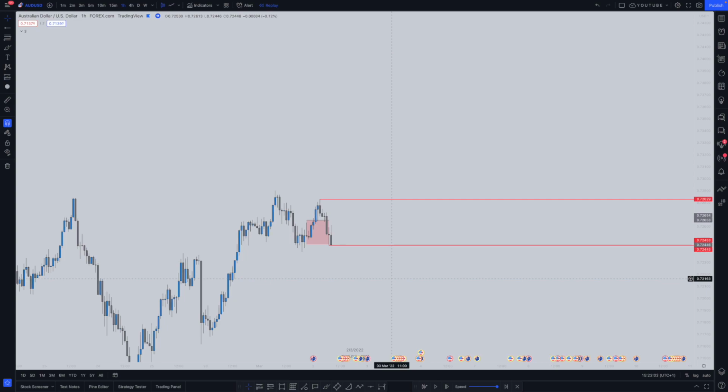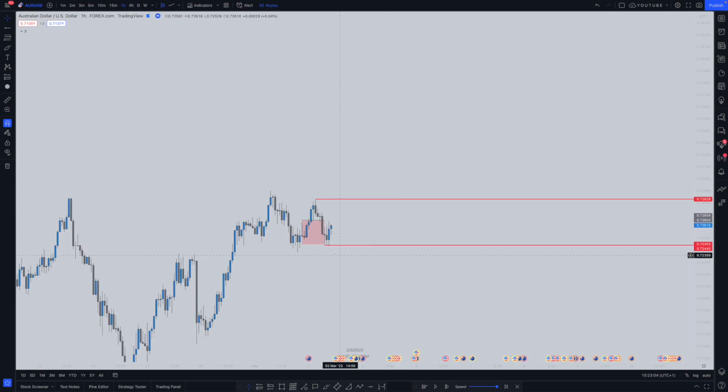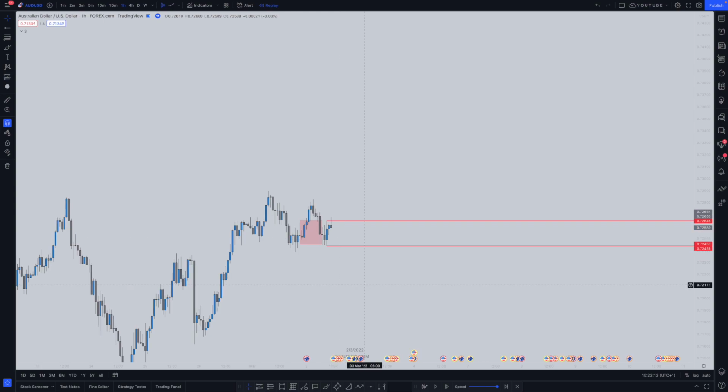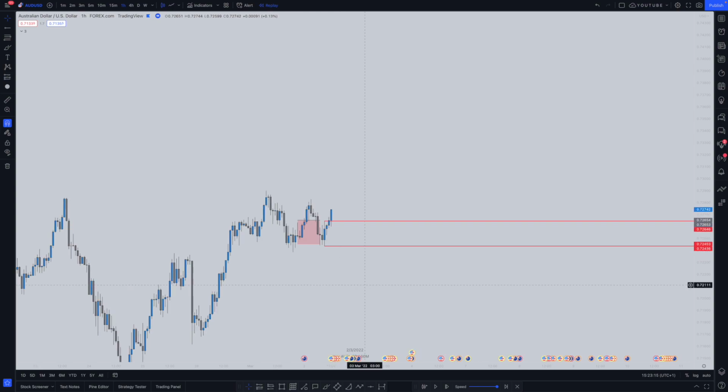So just waiting for the low or high to be broken here. So we've come down, we broke. This would now be our low and our high, because it's taken out the low and it's also the high. We've had a break, we've had another candle up.